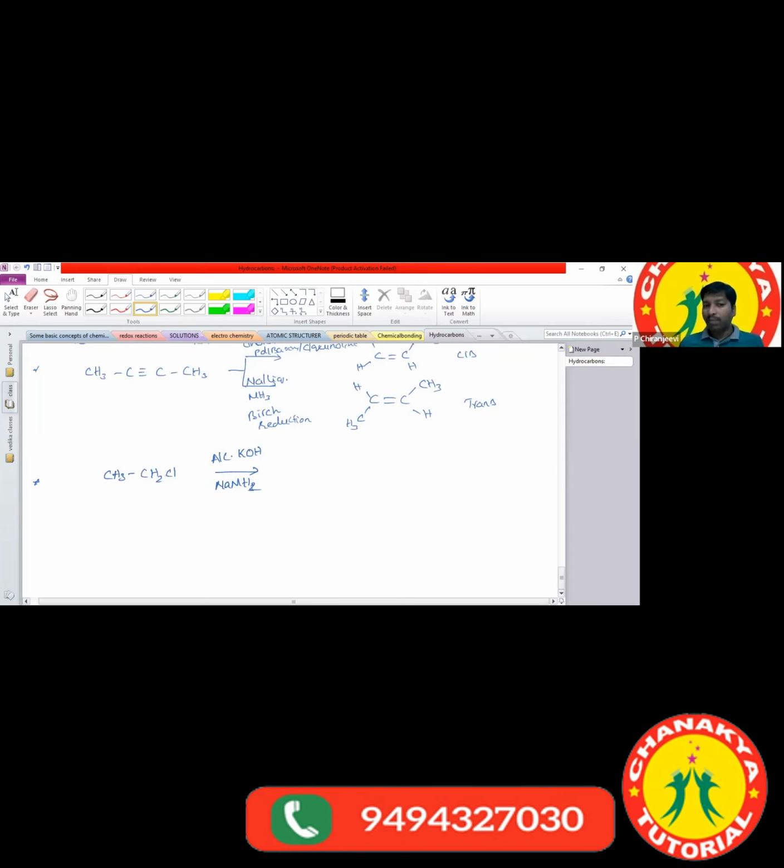That means from the beta carbon atom. The carbon to which the halogen is attached we call the alpha carbon, and the adjacent carbon is called the beta carbon atom. So from the alpha carbon atom we remove one atom, and from the beta carbon atom we remove a second atom. That is called a beta elimination reaction. If you remove two atoms from neighboring carbon atoms, finally it forms an alkene. CH2=CH2 is formed, plus the byproducts KCl plus H2O. If you take sodamide, NaCl and ammonia are the byproducts formed.